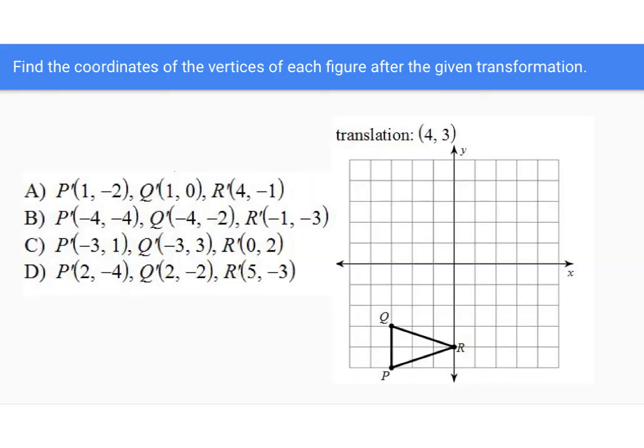Now you try. Here you have a translation. Remember, this is vector notation, which would be the same as 4, 3 in these brackets. Identify the correct translation after you perform this vector.